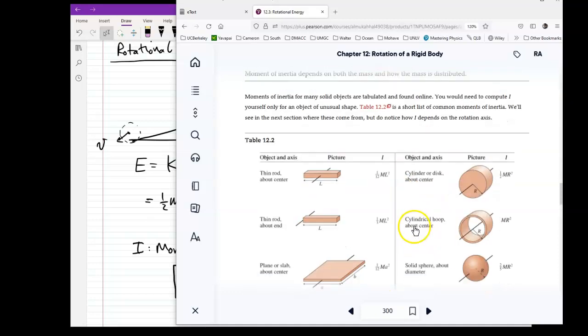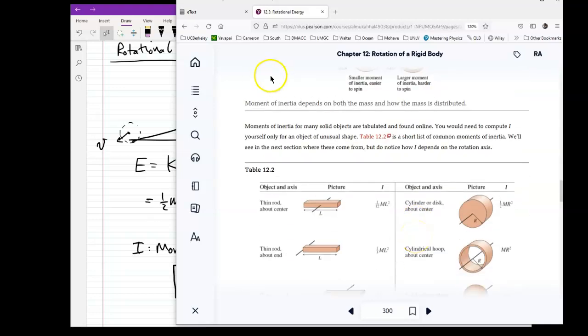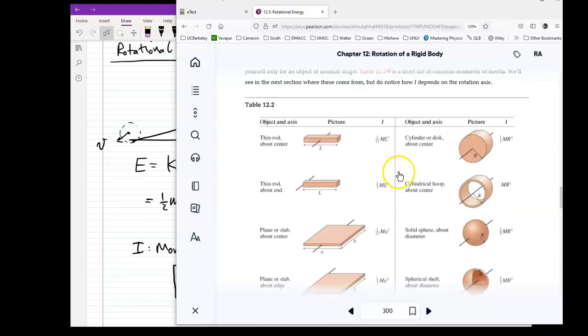So this is the table of moments of inertia. What is the table title? Okay, moment of inertia for any solid objects are tabulated and found online. So anyway, for example, let me just give you some of them. Here you have for a thin rod, any stick, for example, spinning about the middle.